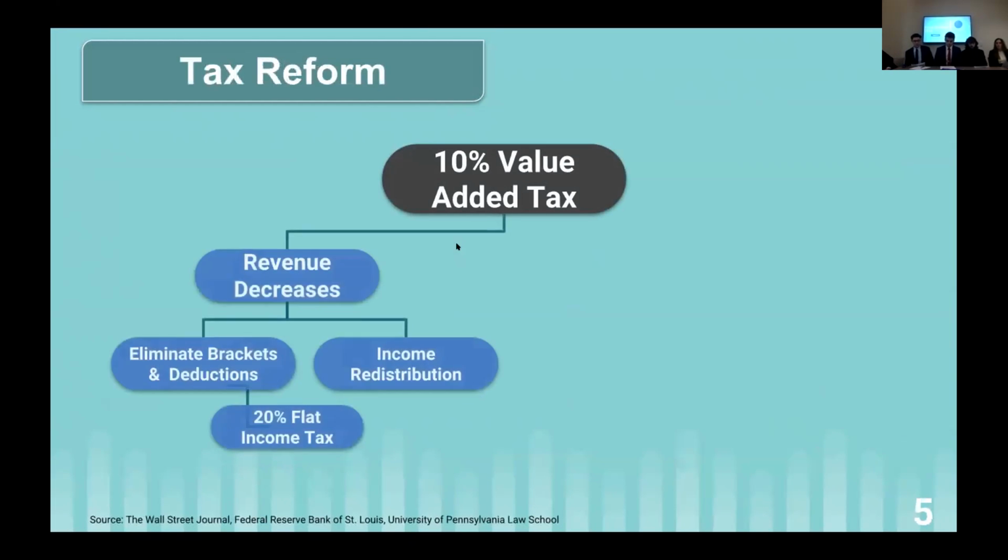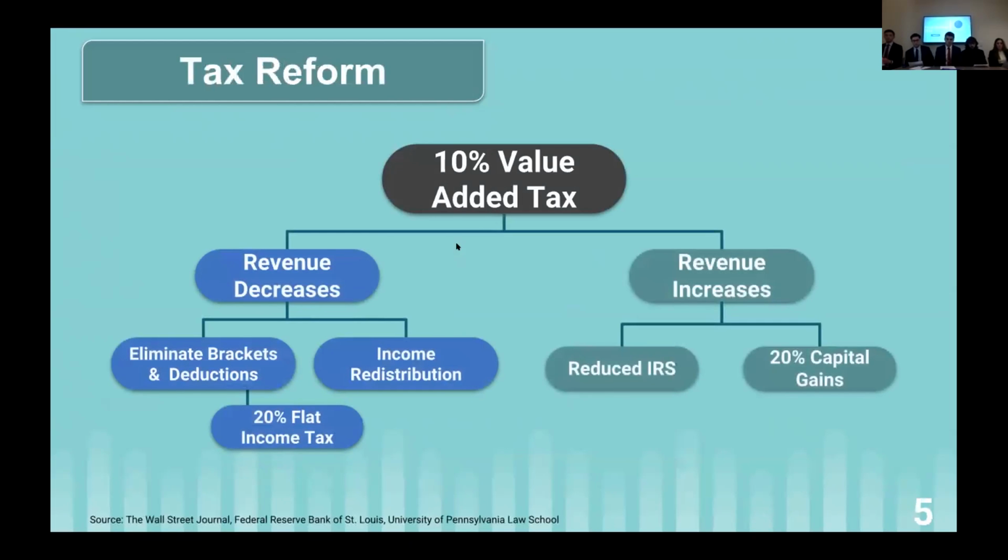So our first policy is a tax overhaul, focusing on simplicity for Americans while remaining efficient to collect and manage. We propose shifting the majority of federal tax income from income taxes to a 10% value-added tax. Income taxes will be completely eliminated for individuals with less than $50,000 in income and couples filing jointly with household income under $100,000. All income above these thresholds will be taxed at 20%.